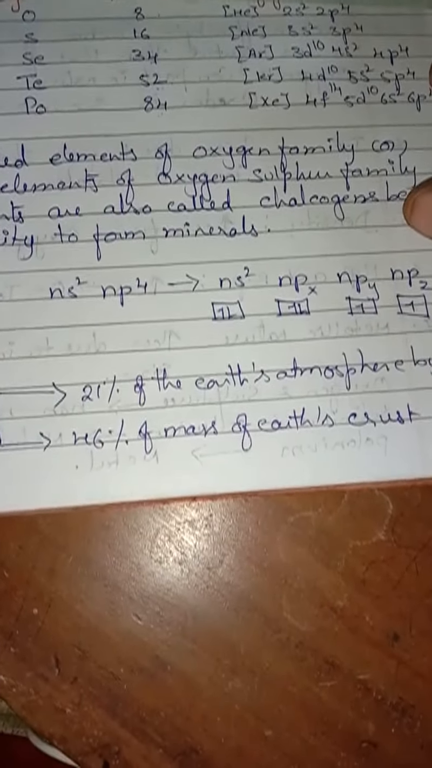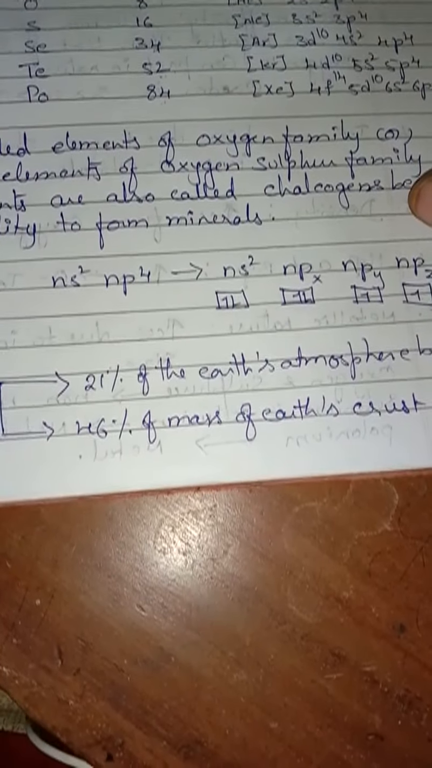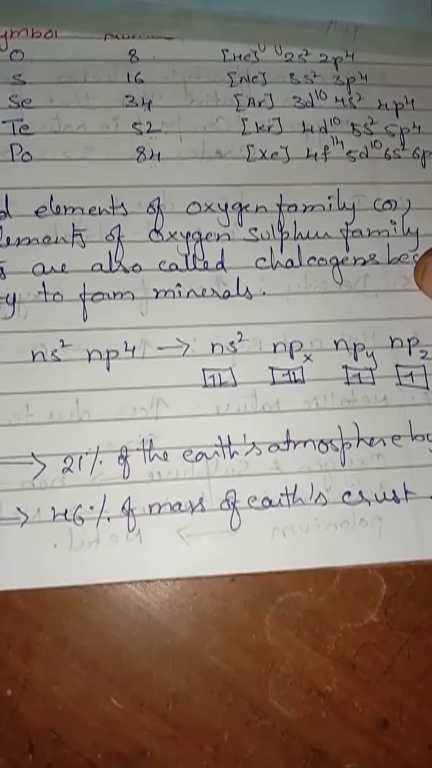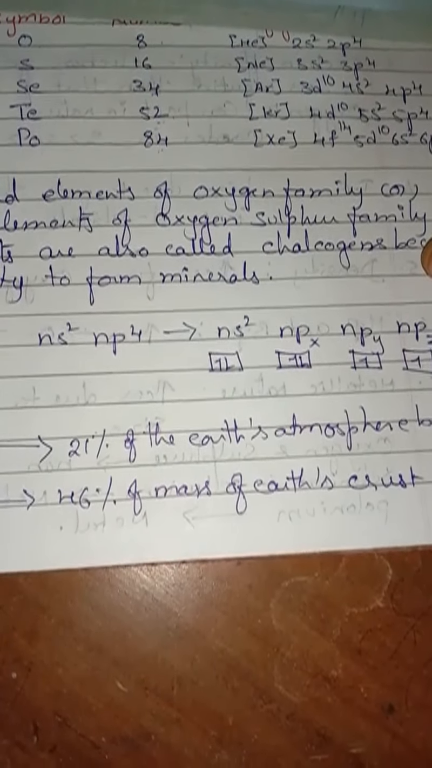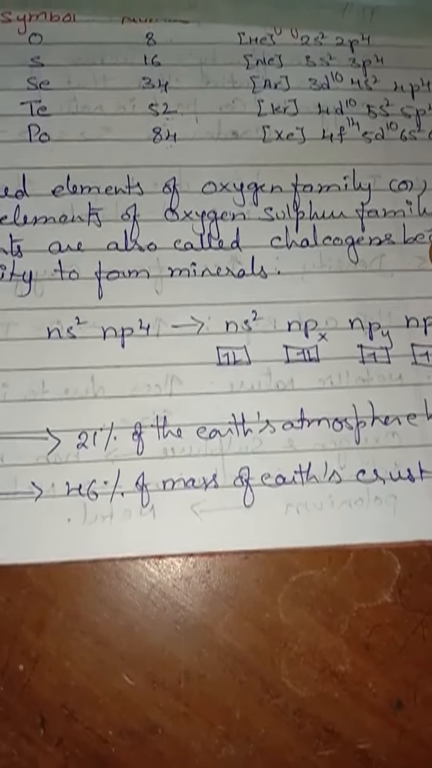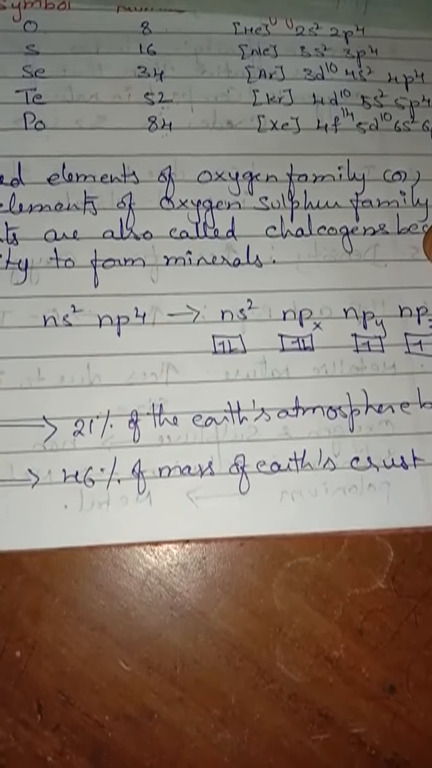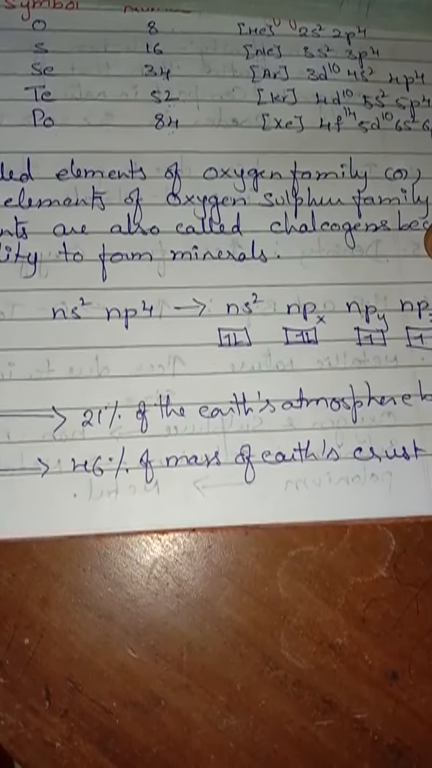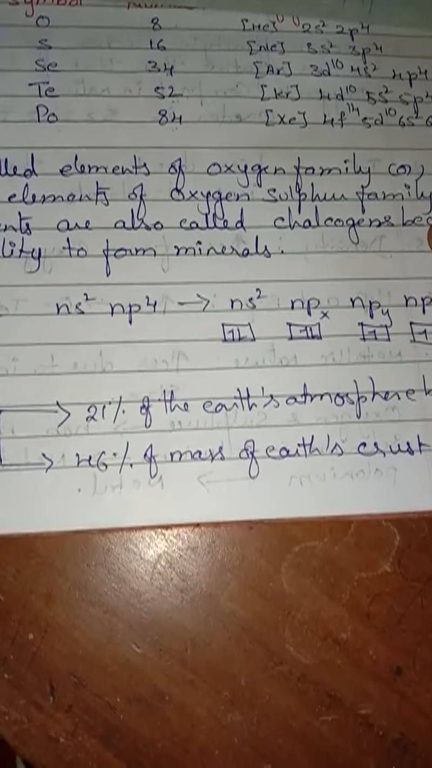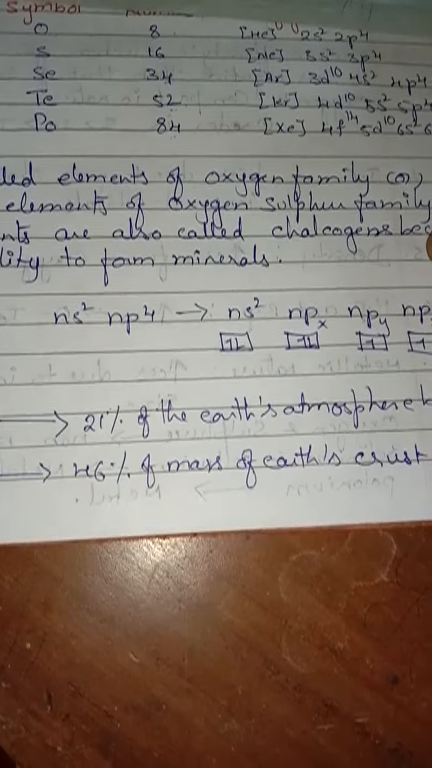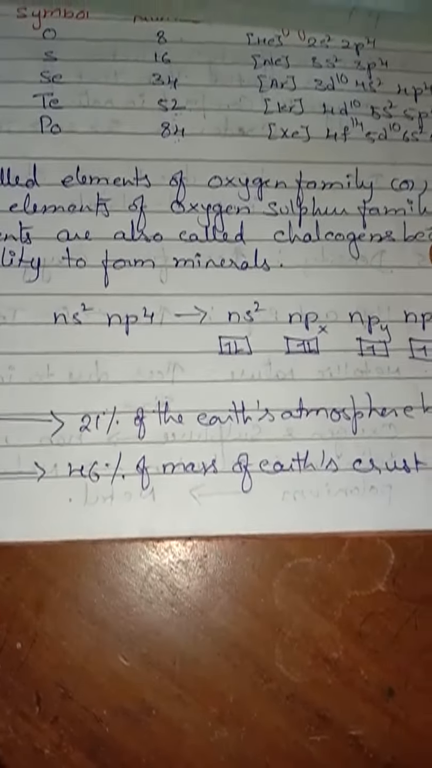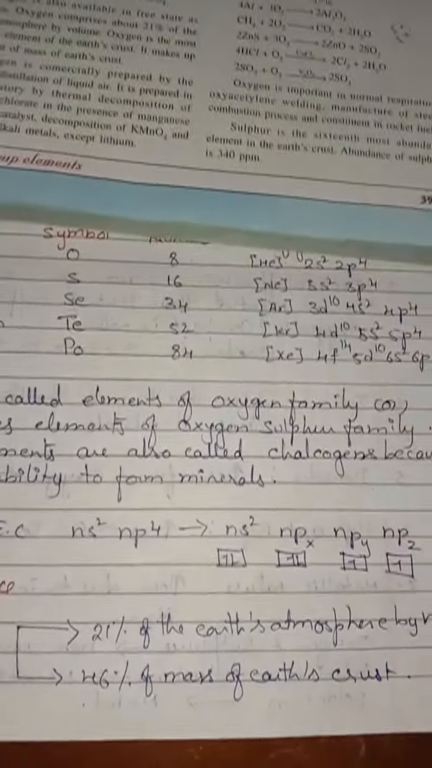There are 3 stable isotopes of oxygen. What are they? O-16, O-17, O-18, isn't it? Molecular oxygen is paramagnetic in nature. Oxygen reacts directly with nearly all non-metals and metals except noble gases and metals like gold and platinum. Now we are going to see their physical properties.